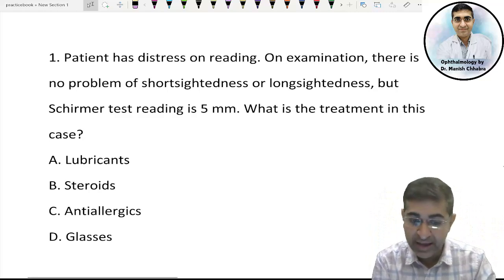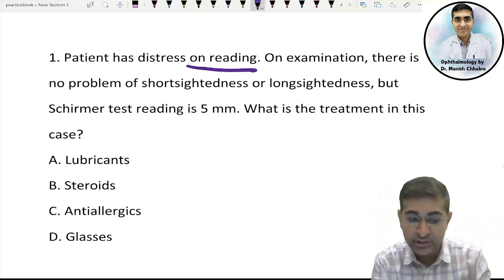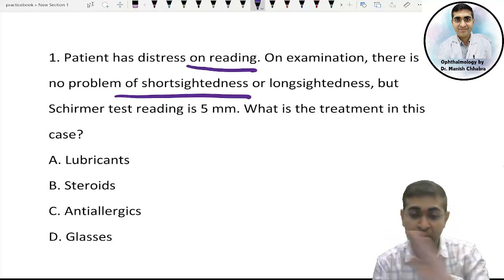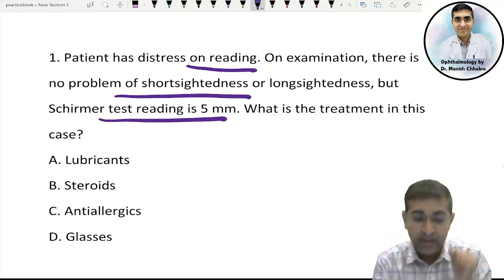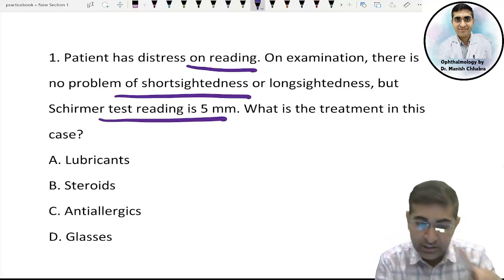First question is, patient has distress on reading. On examination, there is no problem of short-sightedness or long-sightedness, but Schirmer test reading is 5 millimeter. What is the treatment in this case? So what is this Schirmer test?